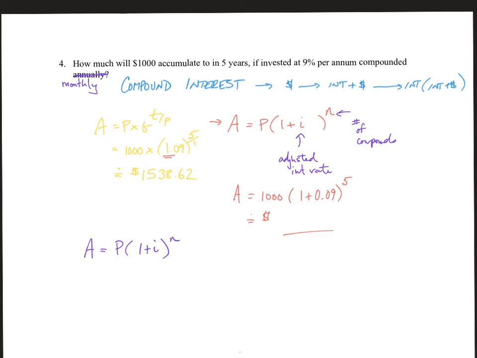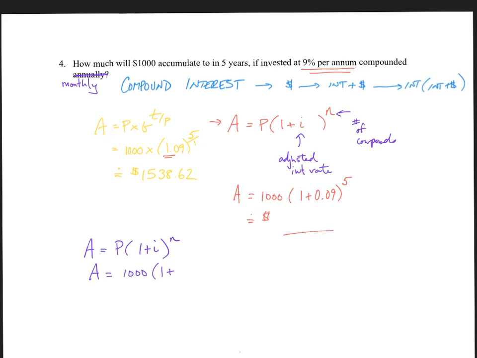So I'm looking for the accumulated amount. My initial amount was still 1,000. I have my 1 plus, and now I need to adjust my interest rate. When my interest rate is listed as 9% per annum, what that means is that I earn 9% per year.